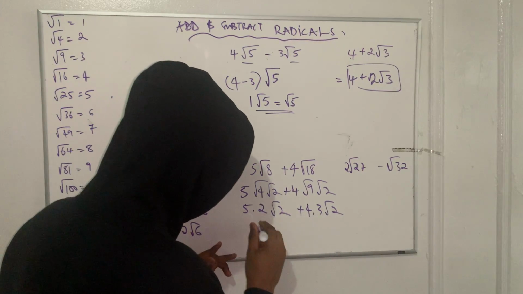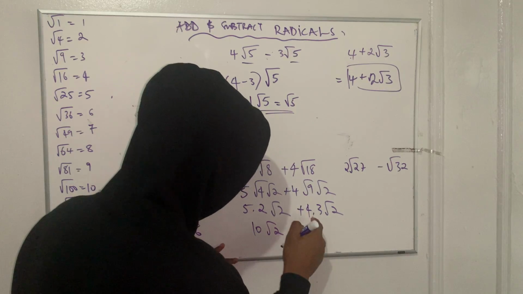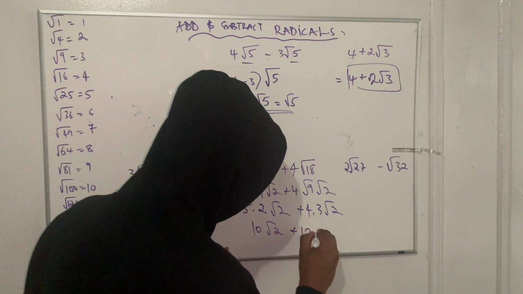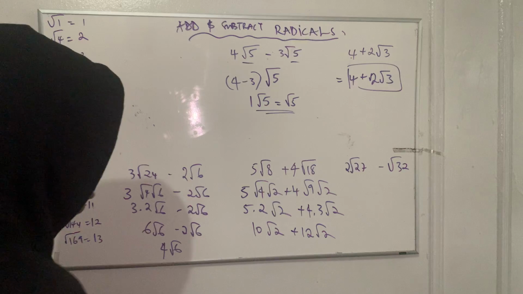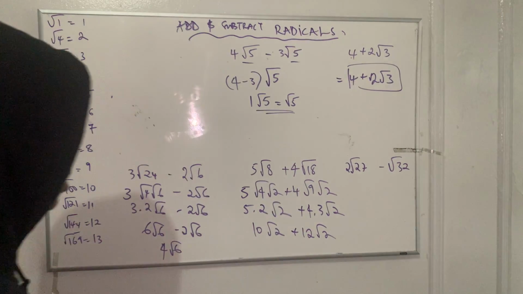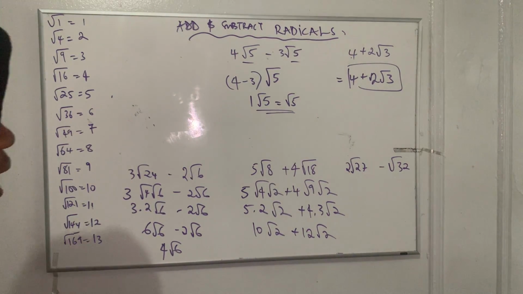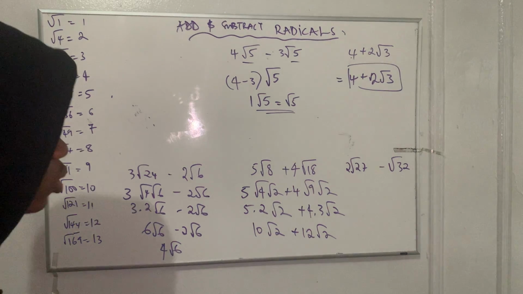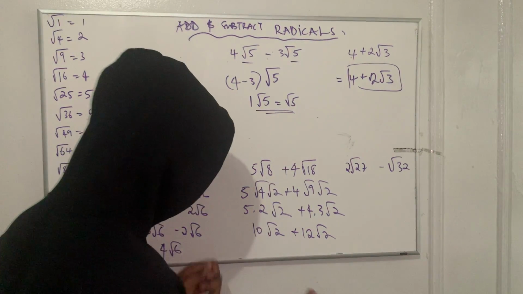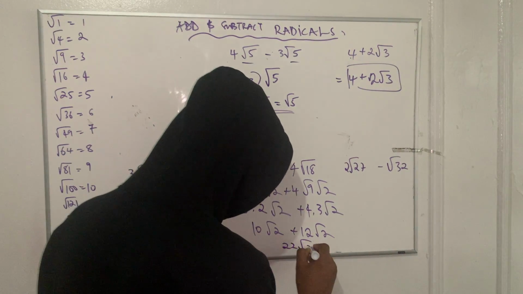So 5 times 2 is 10. And then 4 times 3 is 12 root 2. Now you have root 2 and root 2. This should tell you that, oh, now I can add or subtract or do whatever I want to do. So 10 plus 12 is what? 22 root 2.